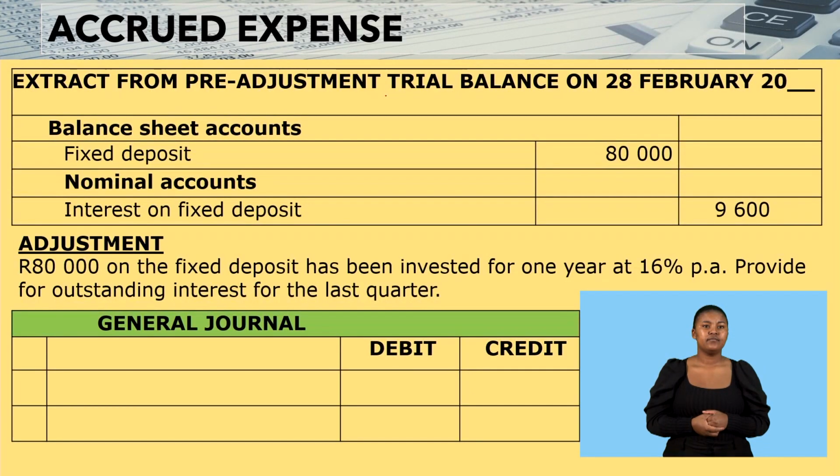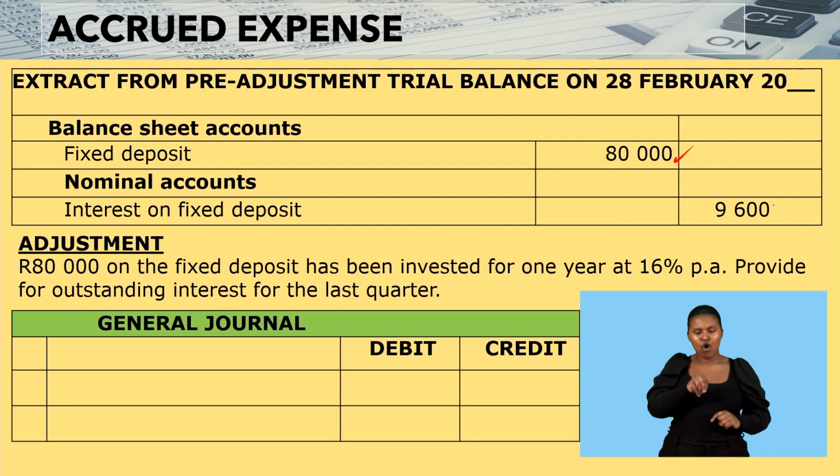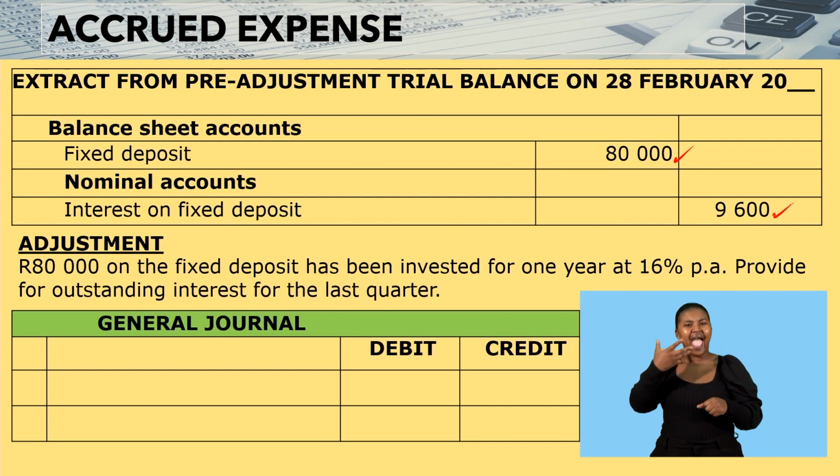And it reads, an extract from the pre-adjustment trial balance on 20th February. We have the balance sheet account section where we have a fixed deposit, 80,000. Remember, a fixed deposit is an investment. And we have, in the nominal account section, interest on the fixed deposit, 9,600.